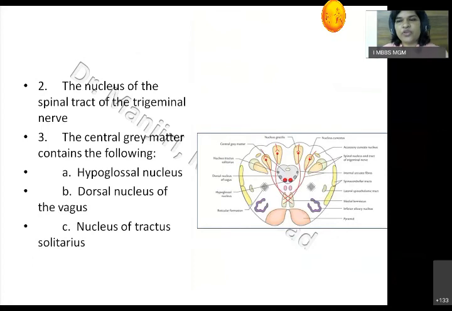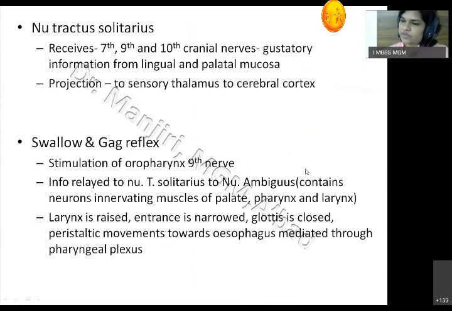Now there are a number of nuclei in the central gray matter. First nucleus we see is the hypoglossal nucleus. Posterolateral to that is the vagal nucleus. Posterolateral to that is the nucleus tractus solitarius. So tractus solitarius is a taste center which receives signal from not only chorda tympani but also from 9th and 10th cranial nerve. You have to remember that.